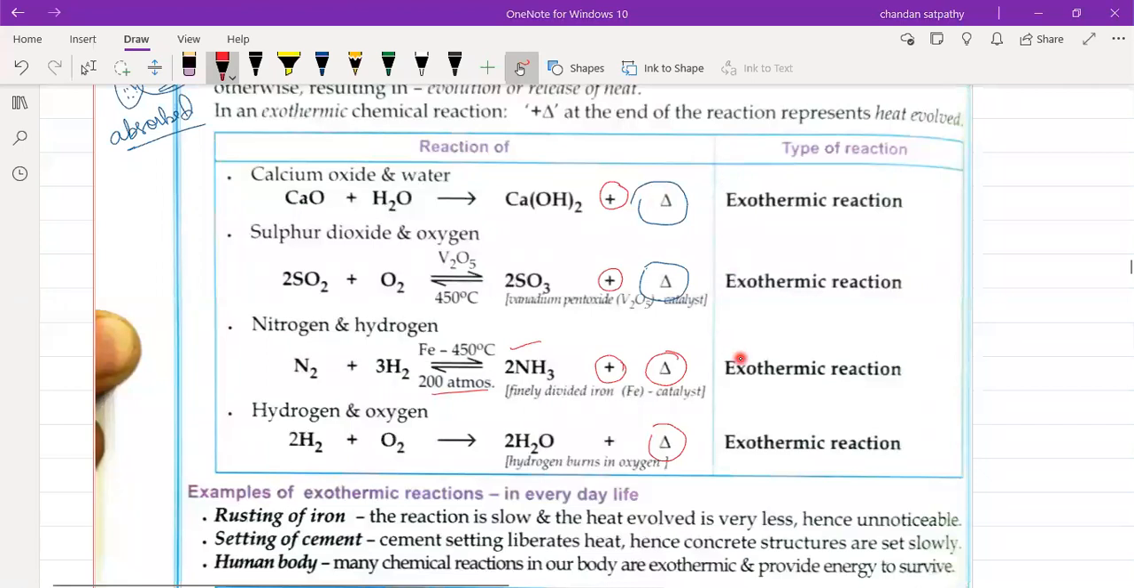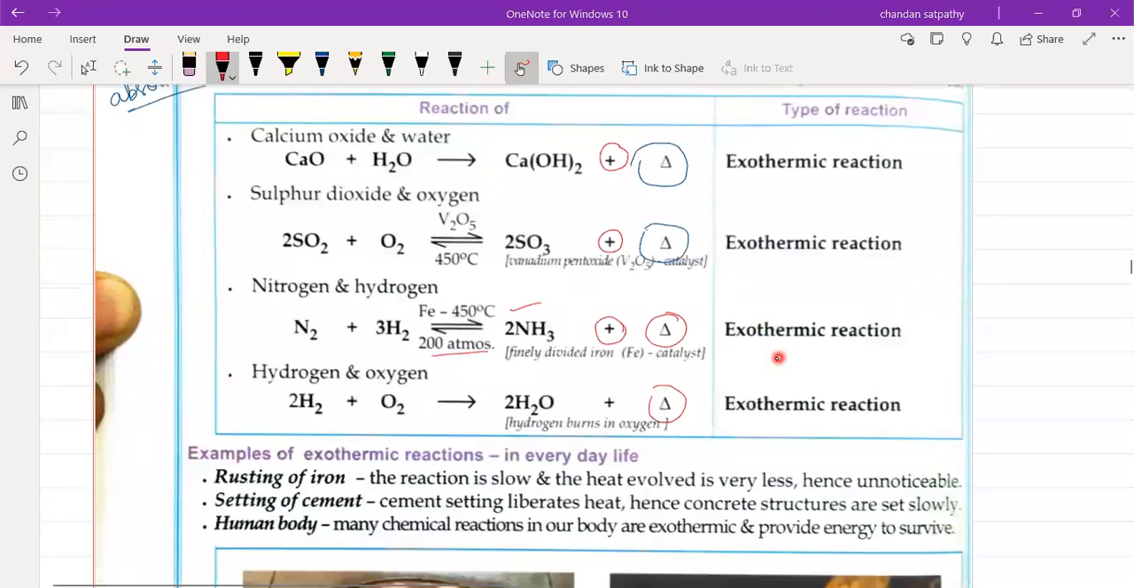Sneha Tulsian is asking, what is precipitate? So precipitate means insoluble solid, and whenever an insoluble solid is formed, it is called a precipitate.